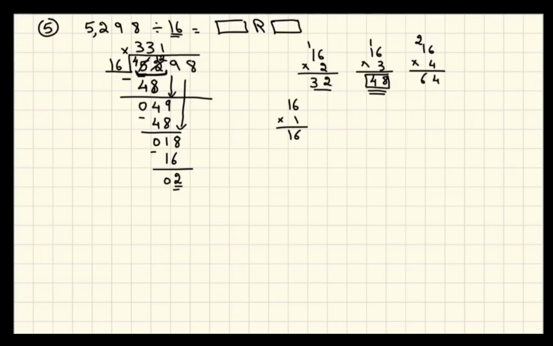Now since 2 is smaller than 16, we stop there. So what is our answer here in this case? The quotient is 331, and this is our remainder, which is 2. It's very important to know how to do long division.